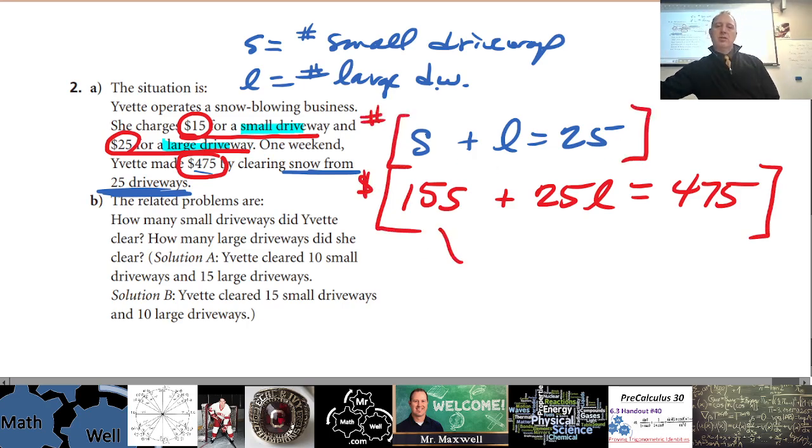So make sure that this is money, yep, $15 per small driveway. Make sure that this is money, yep, $25 per large driveway. And make sure that this is money, $475, money. Okay? Any questions about that one? I'll leave B for you guys to figure out which one is the correct answer by substitution there.